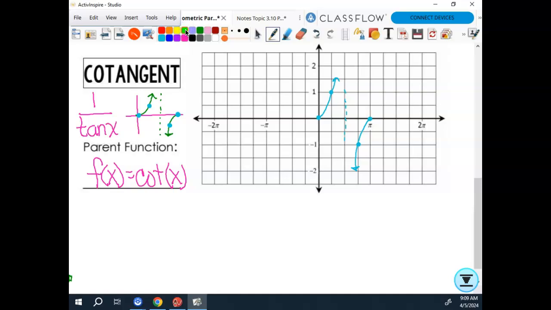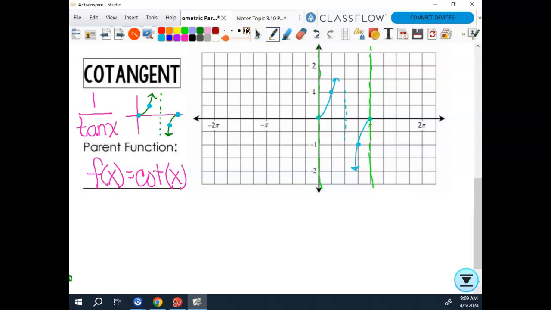When tangent is 0, what is cotangent? It's the reciprocal. What is the reciprocal of 0? Undefined. Thank you. I want everybody to say it. What is the reciprocal of 0? Undefined. Thank you. Okay. So I've got one there, and I've got one here, because that's where my 2 zeros for tangent were, right? Okay, so then here I'm at 1.